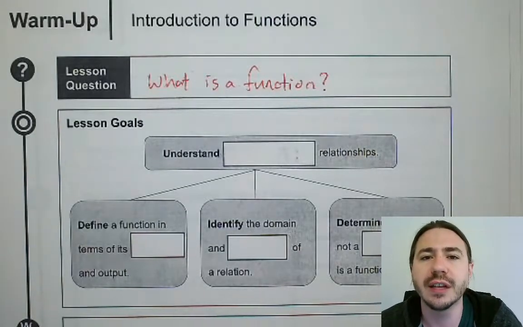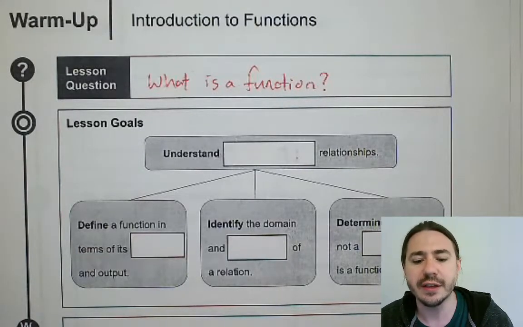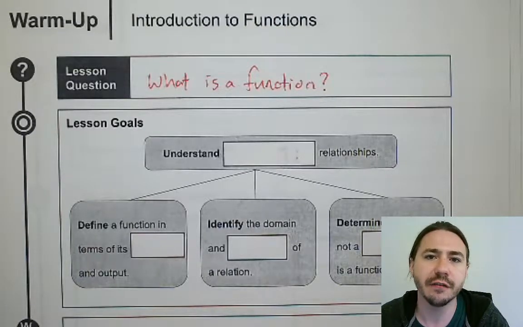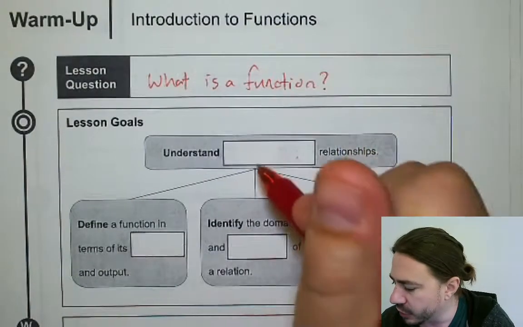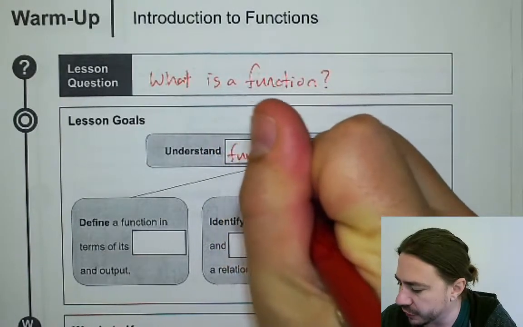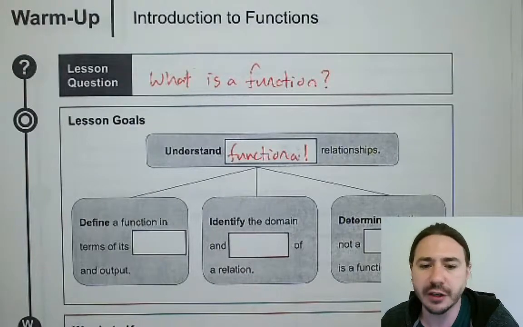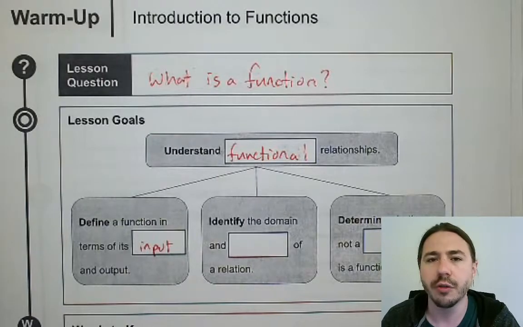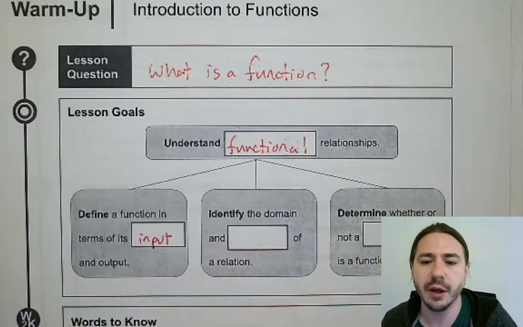And we'll go through some examples of what is a function and what isn't a function. But really we want to just be able to understand what is a function so that later on we can examine different kinds of functions and see how functions operate. So what we want to do is be able to understand functional relationships. And that means we want to be able to define a function in terms of its input and output. We want to know what is the independent variable and what's the dependent variable. And that's kind of what I mean by input and output.